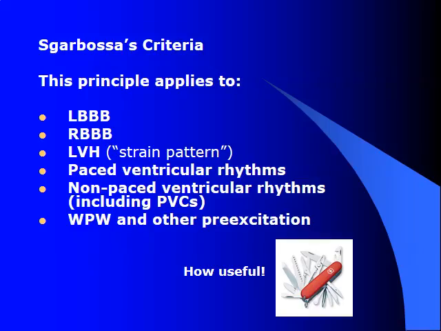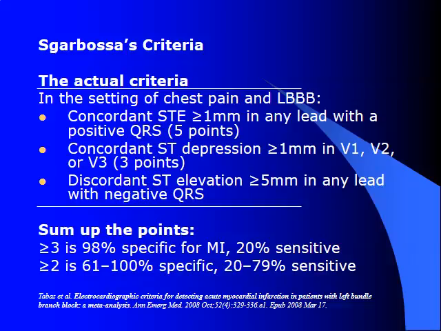So here are the principles that we can apply Sgarbossa's criteria to. We have left bundle branch block, right bundle branch block, left ventricular hypertrophy, paced ventricular rhythms, non-paced ventricular rhythms, Wolff-Parkinson-White, and other pre-excitation syndromes. So it is a very useful tool. We can use it for a lot of different things to rule in a ST elevation MI. This is an example of the actual criteria.